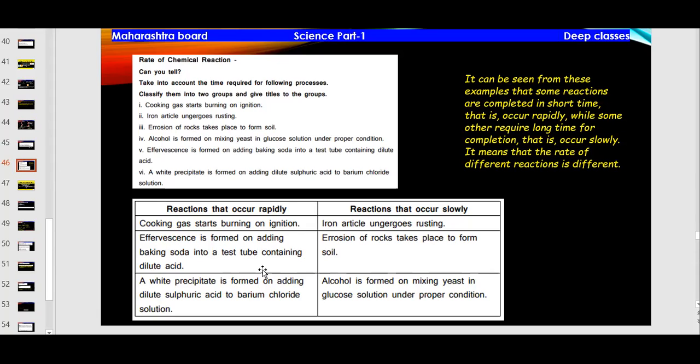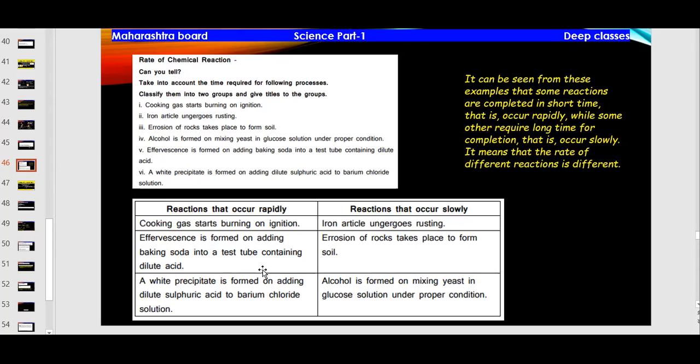Erosion of rocks takes place to form soil. It's a very slow reaction. A white precipitate is formed on adding dilute sulfuric acid to barium chloride solution. If you do this in the laboratory, then you will come to know the reaction is very rapid.